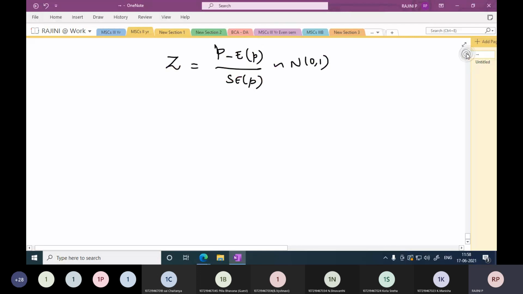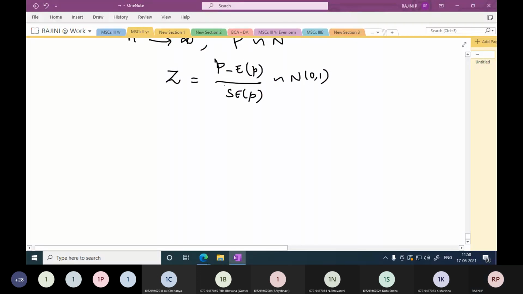Do you remember? In the second unit, you learned that. What is the formula for the single proportion? Did you remember, anybody? P minus P naught by under root PQ by n. Yes, p minus P naught. Why am I not taking P naught? Because here I'm not testing. If you're taking a hypothesis, we'll take a P naught. But here I'm not testing. That's why I'm taking a capital P. So p minus P by under root PQ by n, which follows normal 0, comma 1.